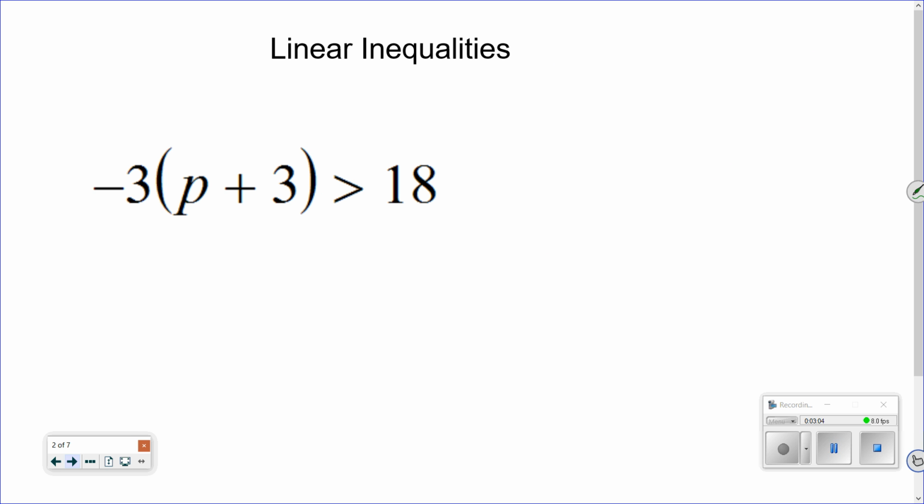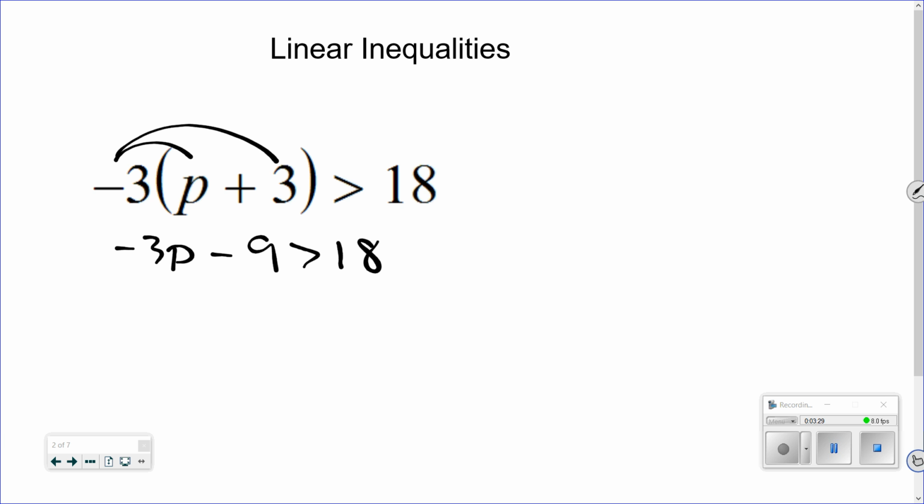Linear inequalities, they're a little bit different because instead of an equal sign, there's a greater than or less than or greater than or equal to or less than or equal to sign. But as far as solving, it's really the same thing. You're just trying to get x by itself. So you follow those same steps. You want to simplify both sides. Well, we can definitely simplify this side over here. That would be negative 3p. That changes to a minus 9.